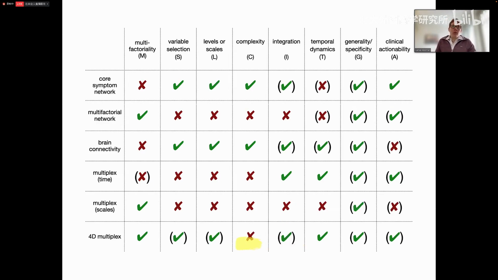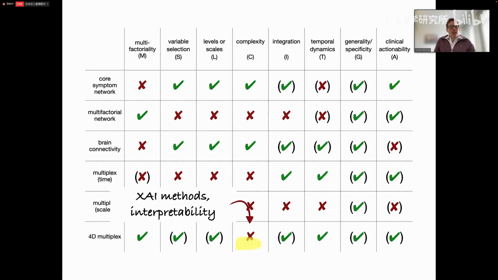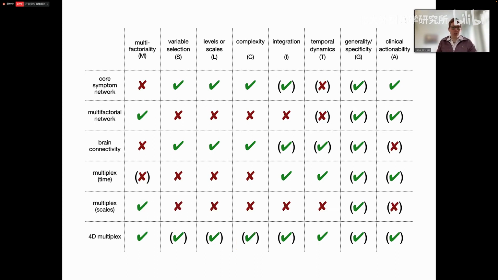If so, then what's remaining is C, the complexity challenge. This too can be addressed, I suggest, at least partly with methods from machine learning, so-called XAI or interpretability methods, which might be helpful to reduce complexity and identify what factors are most relevant or most helpful to predict, prevent, and treat mental illnesses. If we can rely on XAI or interpretability methods here, then we can actually tick this box as well.